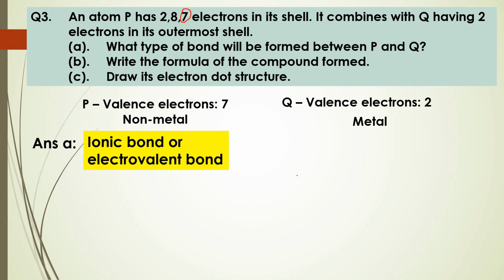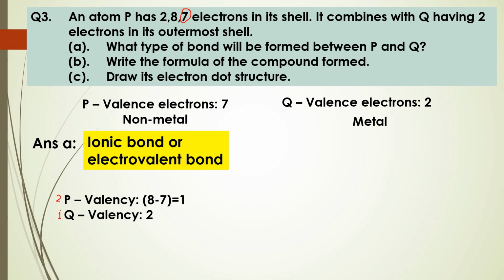Let's go to question B. Write the formula of the compound formed between P and Q. So let's find out their valency first. P has valency 1. How do we find out? 8 minus valence electron 7 equals 1. Whereas Q has valency 2. Now we have all learned how to write the formula of a compound using valency by the crisscross method. But while writing the formula, the metal part is always written first and the non-metal part is written second. So here the metal part is Q, so this will be written first and P will be written second.